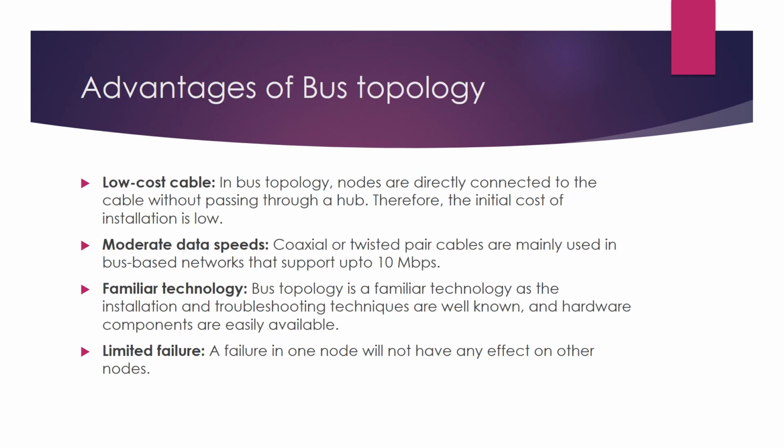Then there are some advantages and disadvantages as well. The advantages of a bus topology: first of all, low cost cable. In bus topologies, nodes, meaning every system, are directly connected to the cable without passing through a hub. Therefore, the initial cost of installation is low. Moderate data speed: coaxial or twisted pair cables are mainly used in bus topology, so it supports up to 10 Mbps. Familiar technology: bus topology is a familiar technology as the installation and troubleshooting techniques are well known and hardware components are easily available.